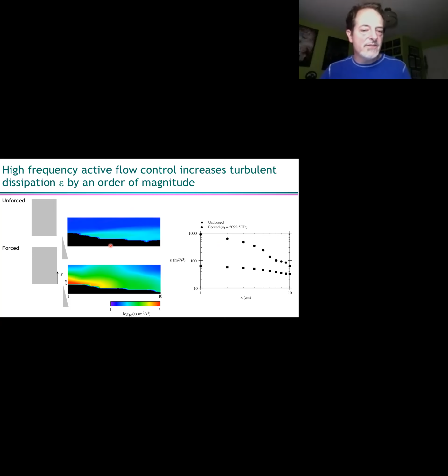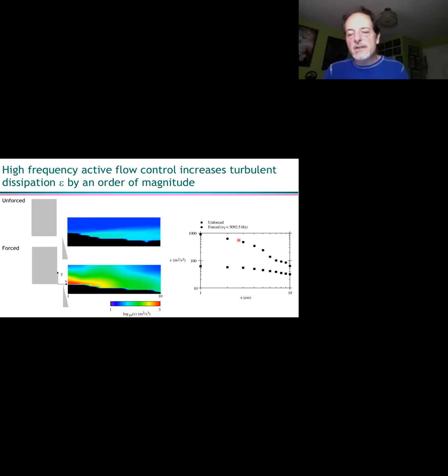Here I'm just doing a false color contour plot of turbulent dissipation in the lower half of the jet. This is for the unforced case, and this is for the case where we're running this actuator. The forced case, we're running the actuator at 5 kilohertz. Look how much more turbulent dissipation you get in the flow when you run this actuator. And it's not just right by the actuator, it's all the way through the regime of measurement.